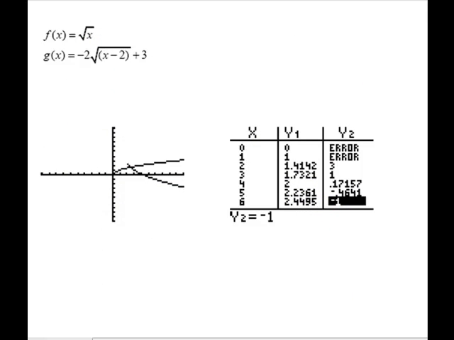And just real quick, here is the screenshot from your graphing calculator. I put in the two functions, square root of x, and then this transformation of the square root of x. Here is our picture, and I also pulled the table.